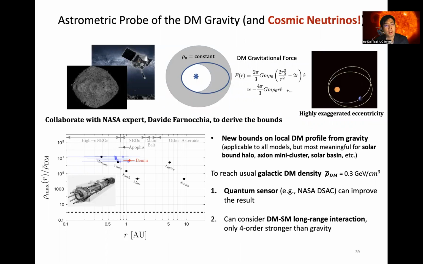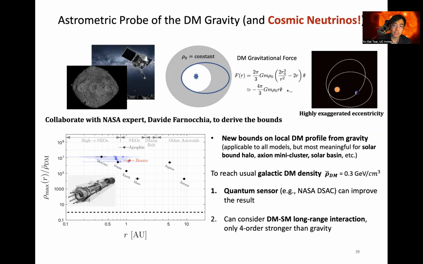As I mentioned, there are NASA experts, including Davide Farnocchia, who is my collaborator. They are very good at tracking asteroids, and they sent a mission called OSIRIS-REx to track the Bennu asteroid. If you assume dark matter to be a constant and spherically symmetric around the sun, then when your asteroid is passing through it, it will give you a gravitational force.